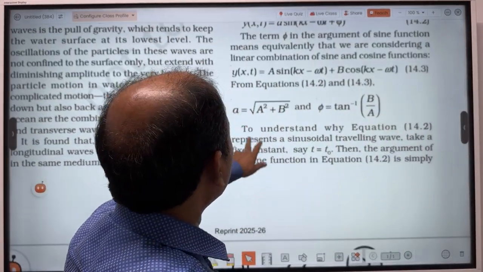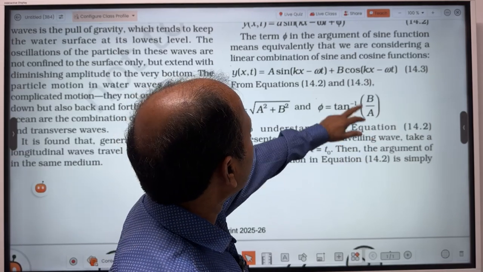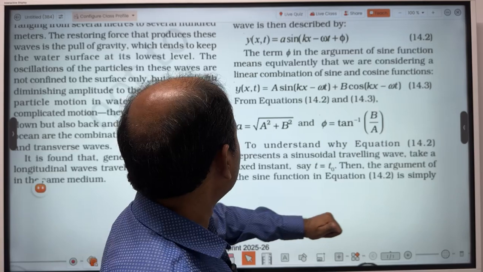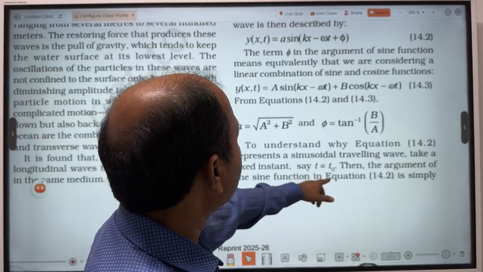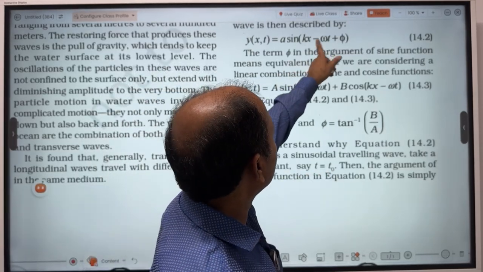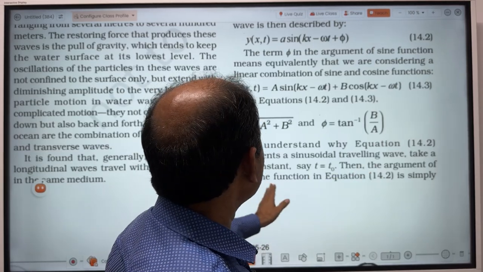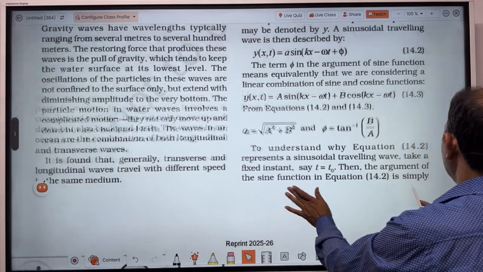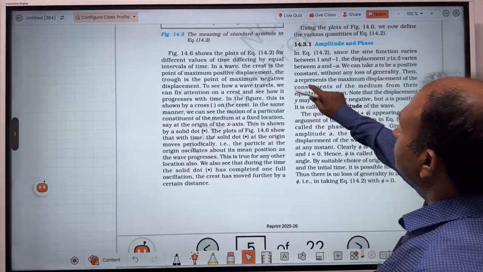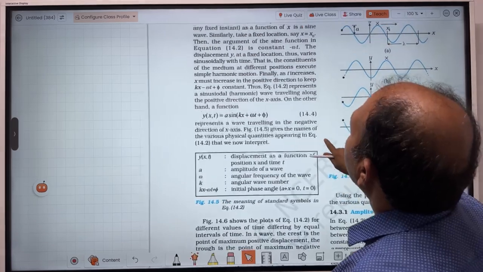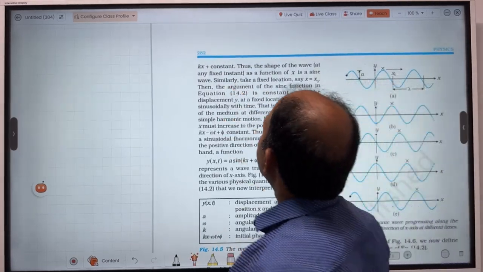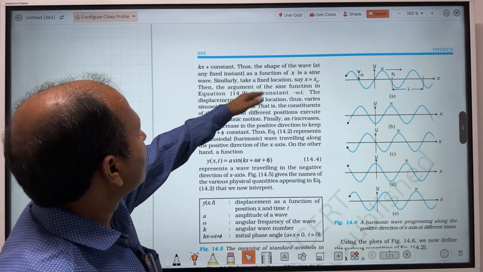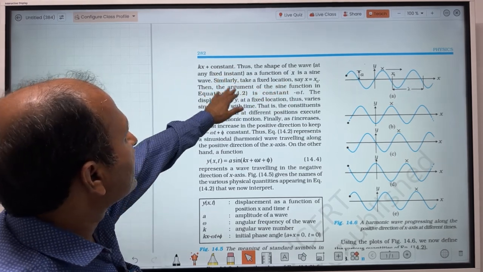Here one important point is given to understand the y equation. This equation 14.2 represents a sinusoidal traveling wave. Take a fixed constant, say t equal to t0. If you write t equal to t0, then the argument of the sine function in the equation becomes kx plus constant. Thus the shape of the wave at a fixed time, as a function of x, is a sine wave.